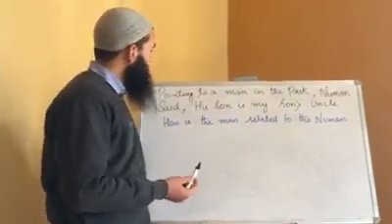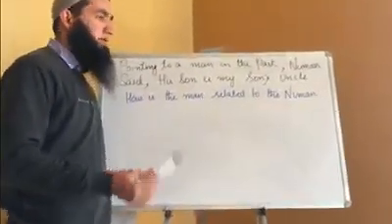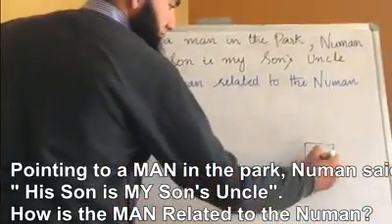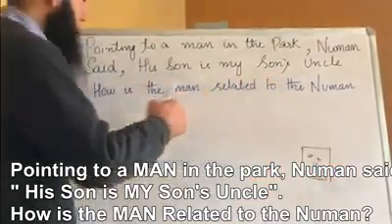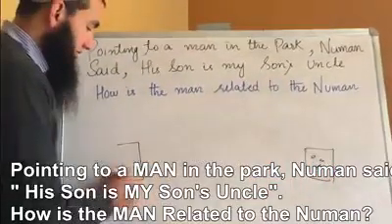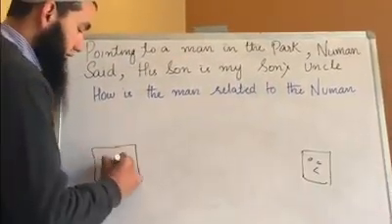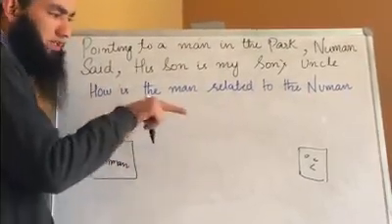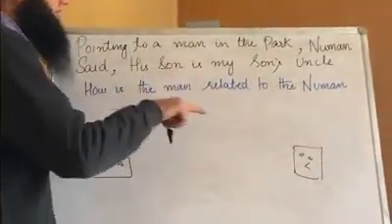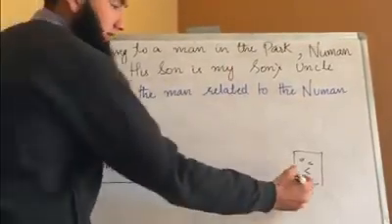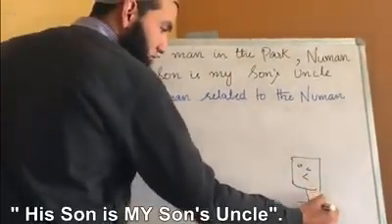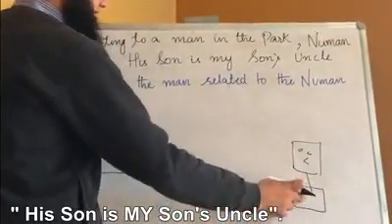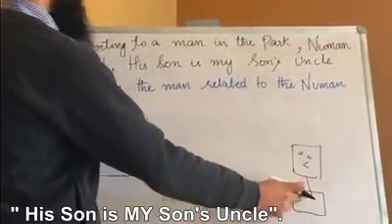Okay, the words of the question are like this: pointing to a man in the park. There is a person pointing to a man in the park. Numan said, Numan is here. Numan is pointing towards that very person. Numan said, his son, iska jo beta hai. Ab yahan pe hum pahunch gaye. His son is my son's uncle.